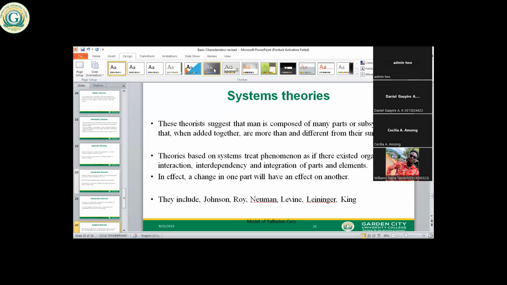So the systems theories also believe, the system theory is based on the fact that our systems are interrelated, or our systems depend on each other. So when there is a change in a particular system, it will have an effect on the other. And that is a systems theory. For example, we have Sister Callista Roy's theory, Imogene King's theory, and the likes.